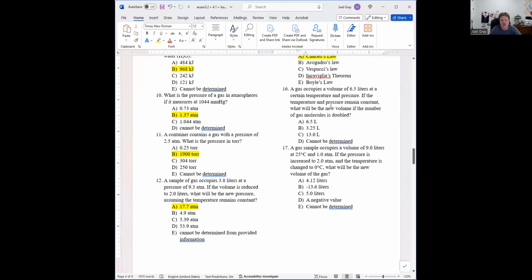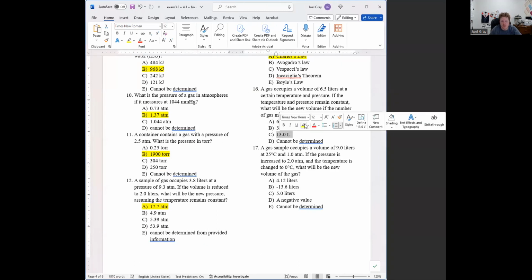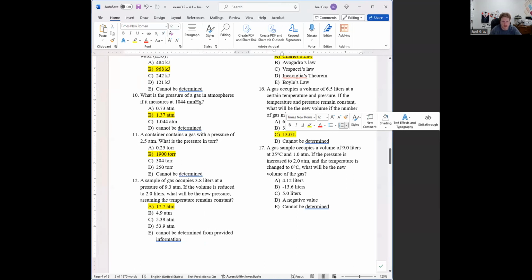16 reads, a gas occupies a volume of 6.5 liters at a certain temperature and pressure. If the temperature and pressure remain constant, what will the new volume be if the number of gas molecules is doubled? Okay, so the temperature and pressure remain constant. Avogadro's law says that we're going to double the volume. So 16 is C.